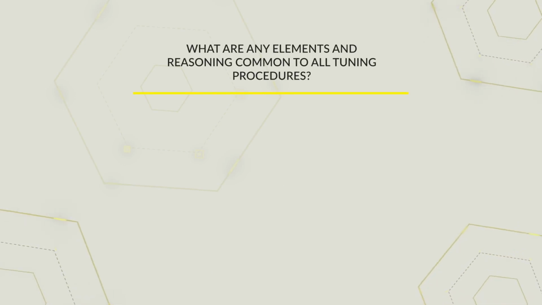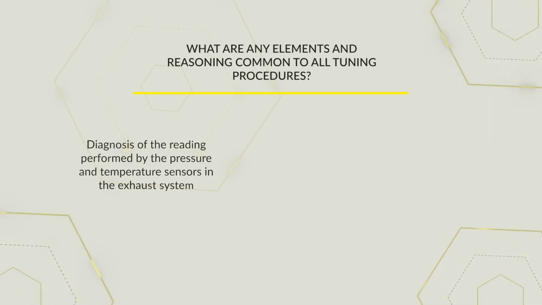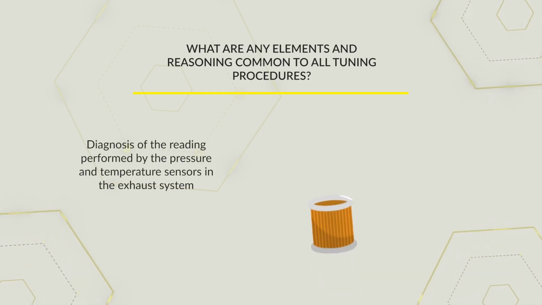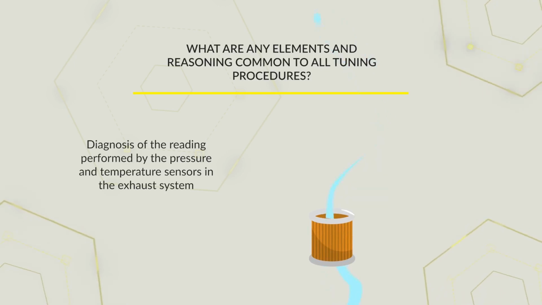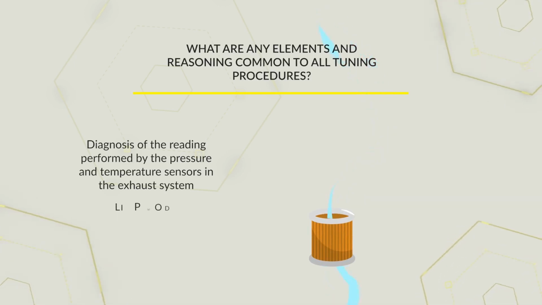Among the most important elements to check, we find diagnosis of the reading performed by the pressure and temperature sensors in the exhaust system, because an incorrect measurement of these could cause the engine to run inefficiently or even bring it into limp mode.